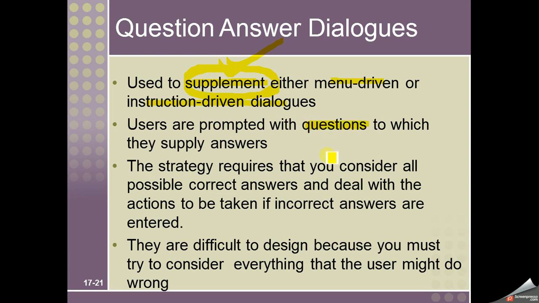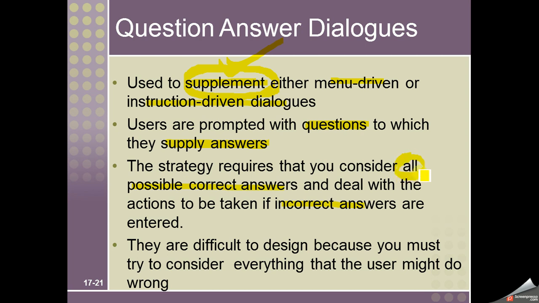So the idea is that the users are prompted with questions. The system asks questions, the users give answers, and then the system will ask more questions, the user will give more answers, and this way the users will be able to get something done. The strategy requires that you consider all possible correct answers and deal with the actions to be taken if an incorrect answer is provided. So they are very tricky.